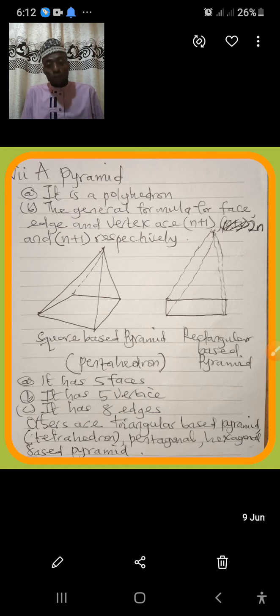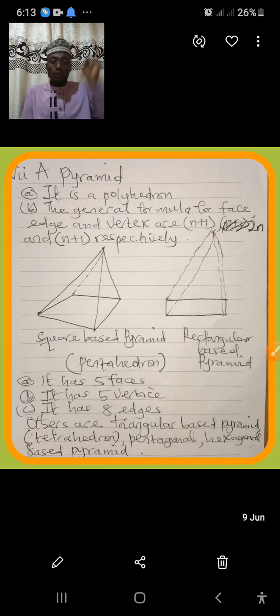So if I want to look for the face of this one, I'll just say n plus 1. Now it's 4 plus 1, 5. That means the face will be 5. Can you see that there? If I want to find the edge, it is 2n. I'm going to say 2 times 4, 8. It will be 8 edges. If I want to find the vertex, I'm going to say n plus 1. That is 4 plus 1. That is 5 vertices.